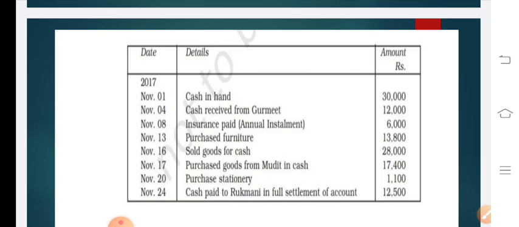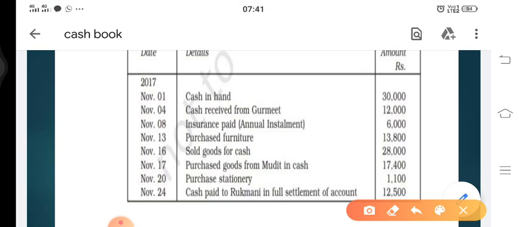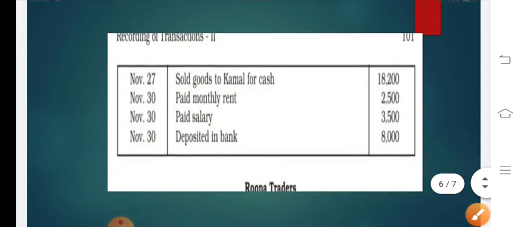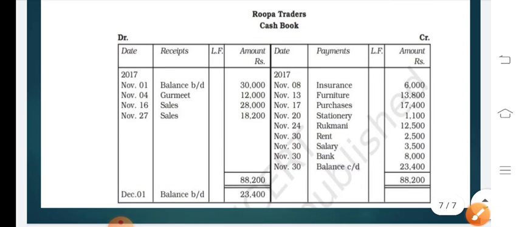The first point given here is cash in hand, rupees 30,000. The cash in hand on 1st of November is our opening balance of cash. So this 30,000 will be our opening balance of cash. Let's check it out.